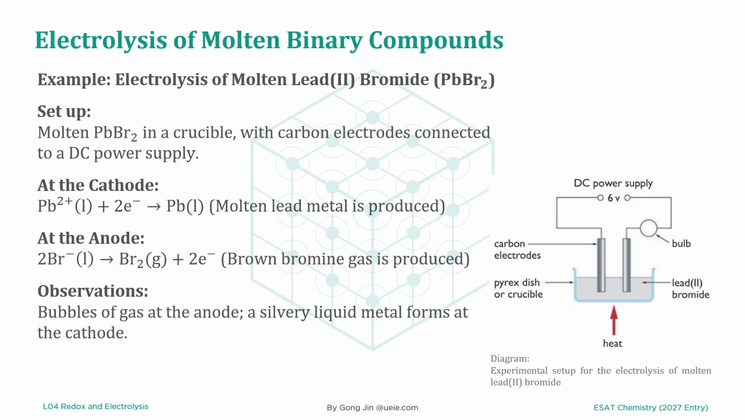Let's apply this to a simple case: electrolyzing a molten binary compound, like lead-2 bromide. First, we melt the solid lead-2 bromide, so the ions are free to move. At the cathode, the positive lead ions gain electrons and turn into molten lead metal. You will see a shiny liquid forming. At the anode, the negative bromide ions lose electrons and turn into brown bromine gas. You will see bubbles and a brown color. This is straightforward because there are only two types of ions present.